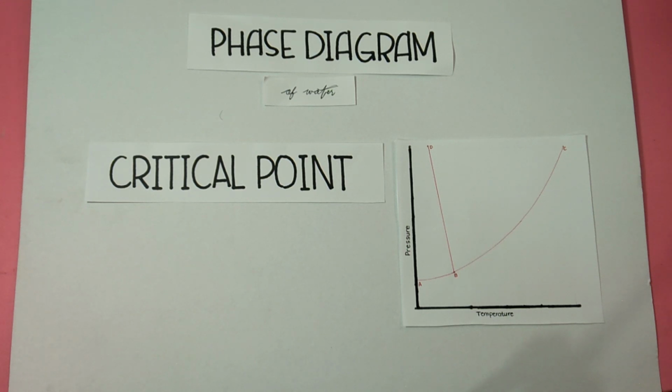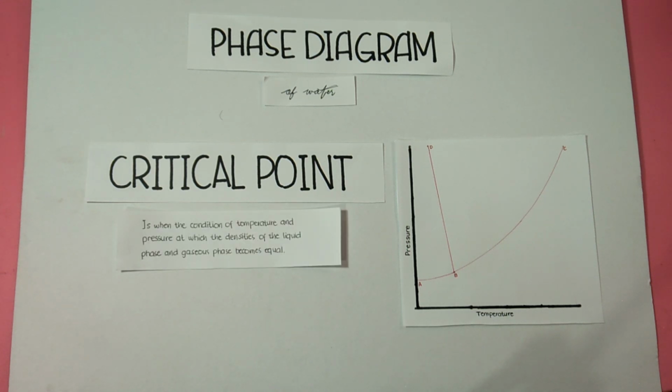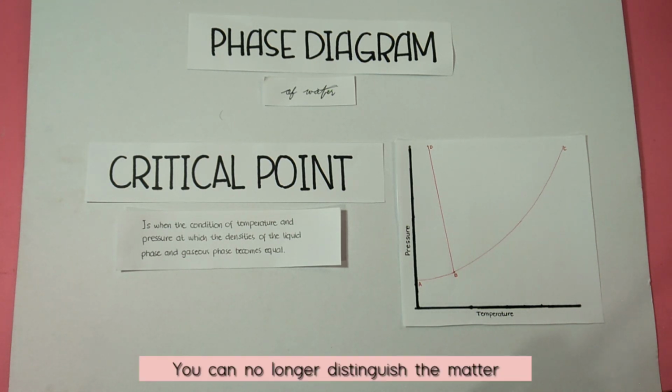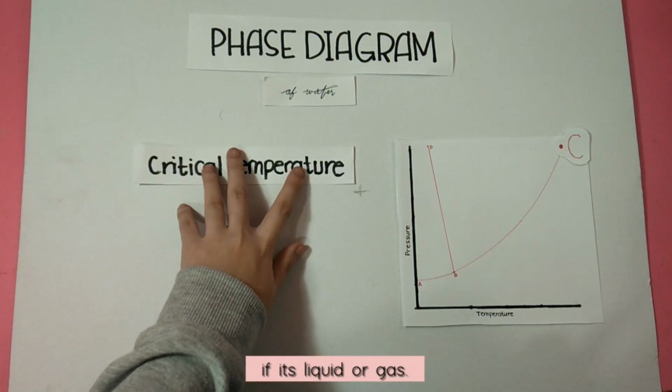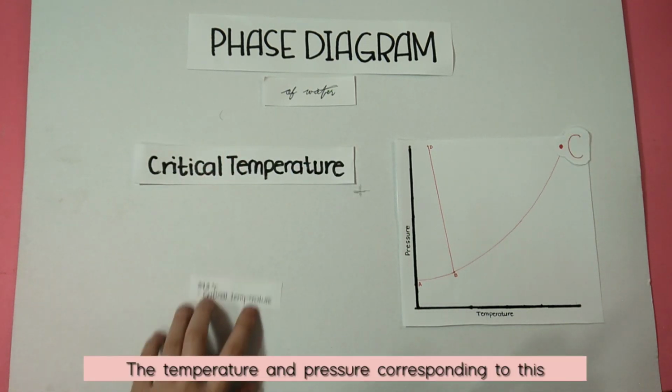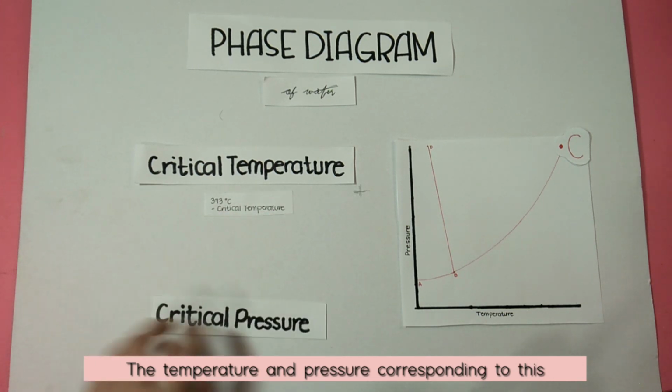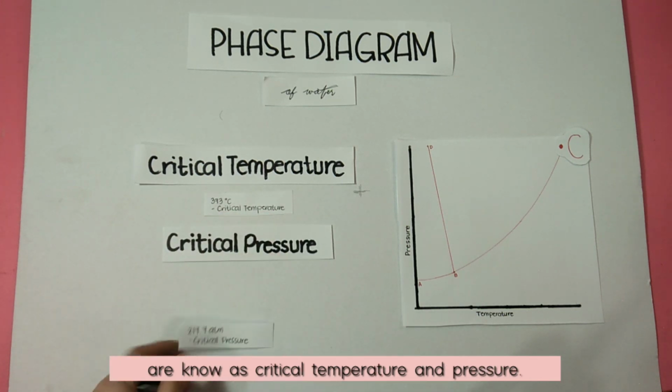Critical point is the condition of temperature and pressure at which the densities of the liquid phase and gaseous phase become equal. You can no longer distinguish the matter as liquid or gas. The temperature and pressure corresponding to this are known as the critical temperature and critical pressure.